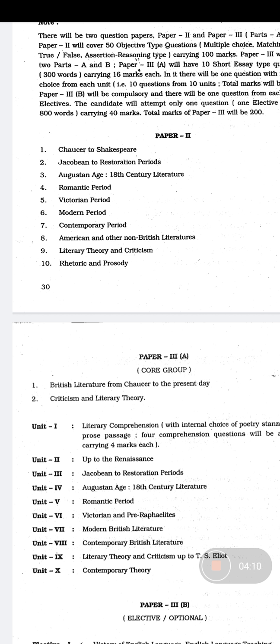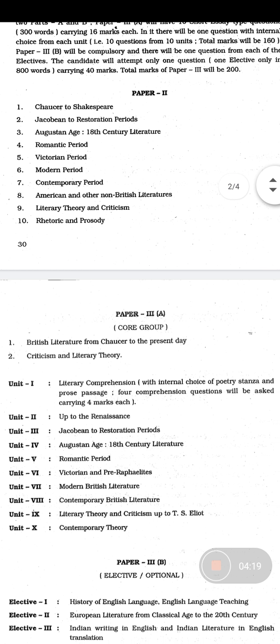First is British literature to present day, and criticism, literary theory. So what does it cover? Literary comprehension, a passage will be there, then up to Renaissance, Jacobean to Restoration, Augustan age, Romantic period, Victorian and pre-Raphaelites, modern British literature, contemporary British literature, literary theory and criticism up to T.S. Eliot, and contemporary theories.